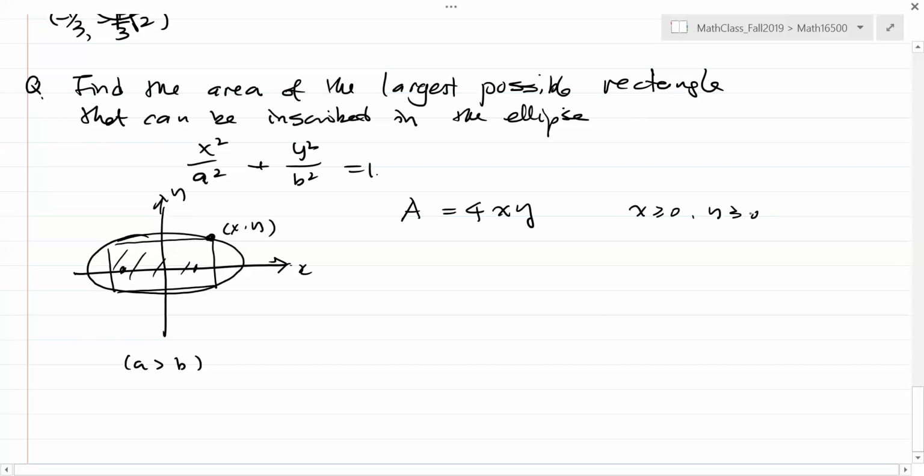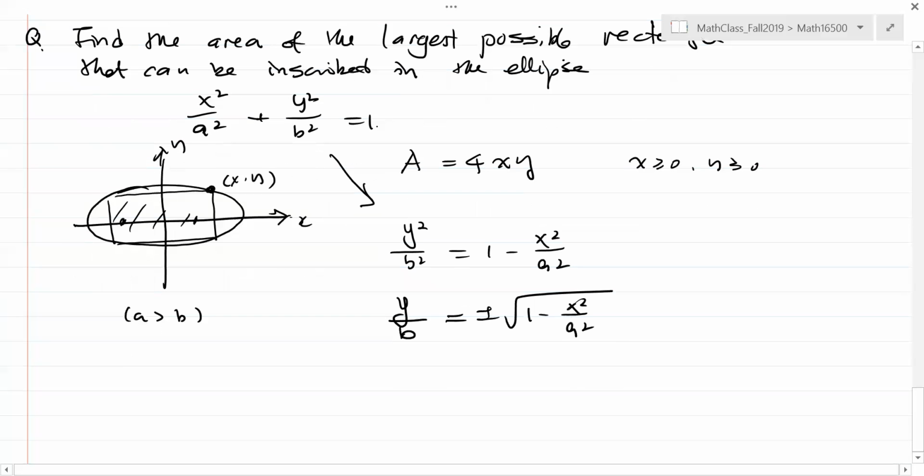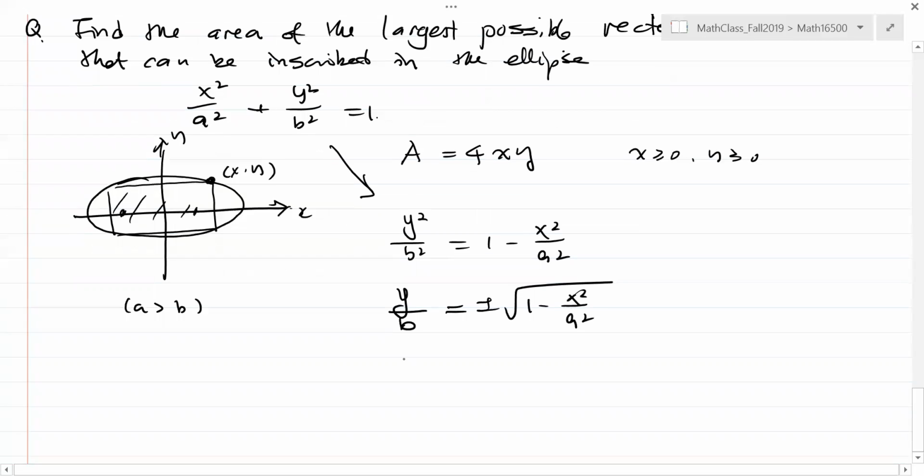Now, how do we solve the problem? We want to change it to one variable, not two variables, right? We have the quantity A that depends on 2 variables, but those 2 variables are related by the equation. So you can solve for y in terms of x. And y is going to be plus minus, but our y is positive, so you just use the positive sign. Since y is positive, y equals b times that.